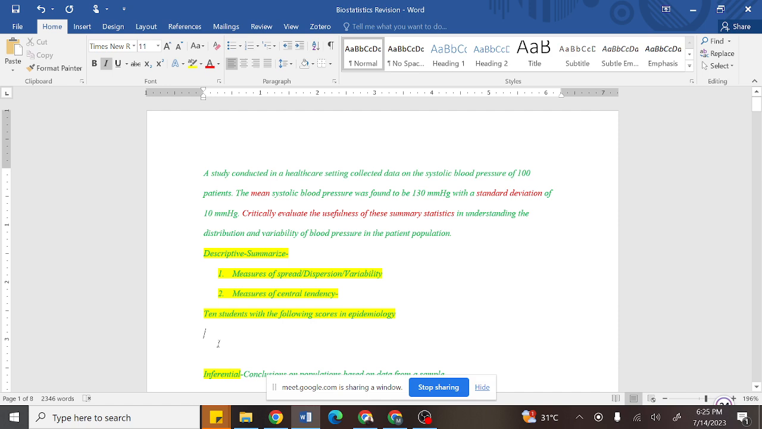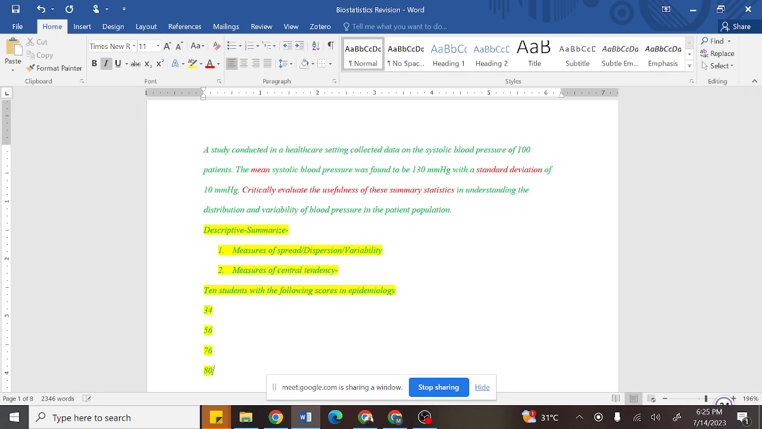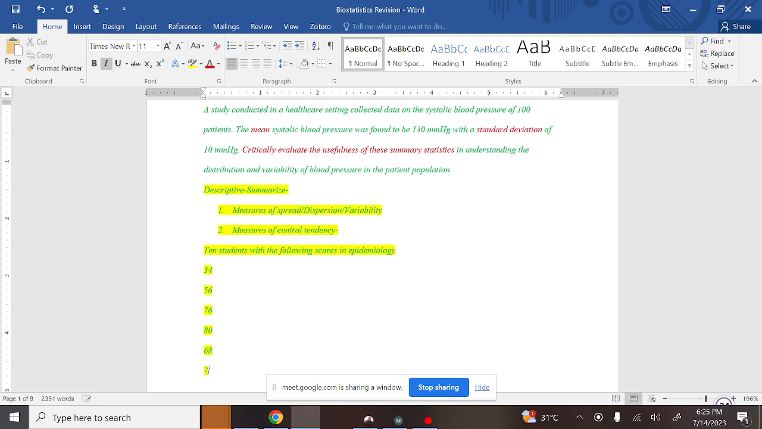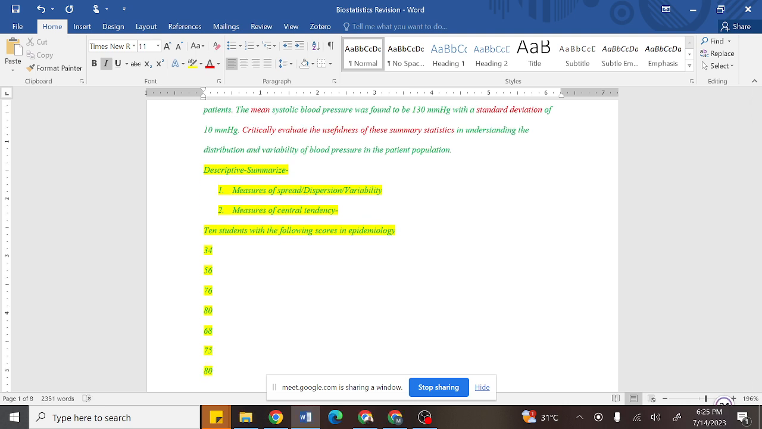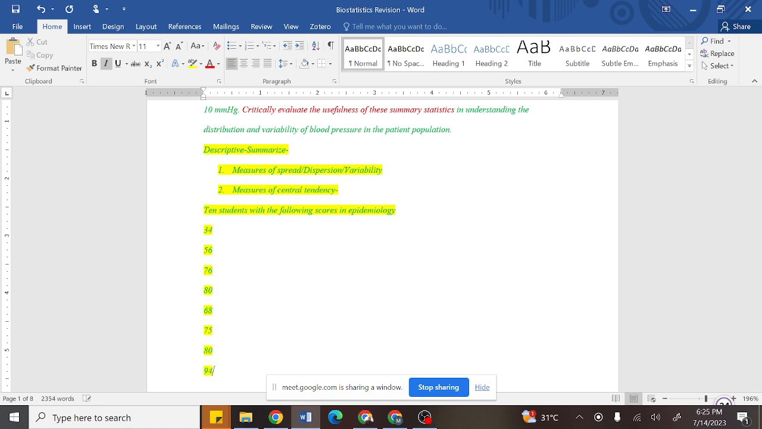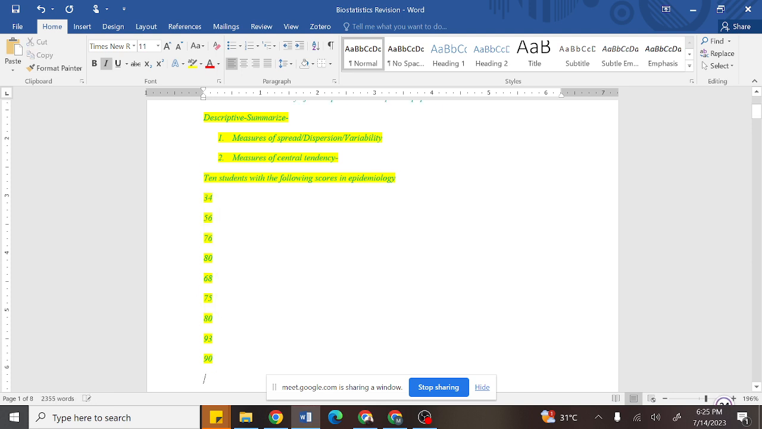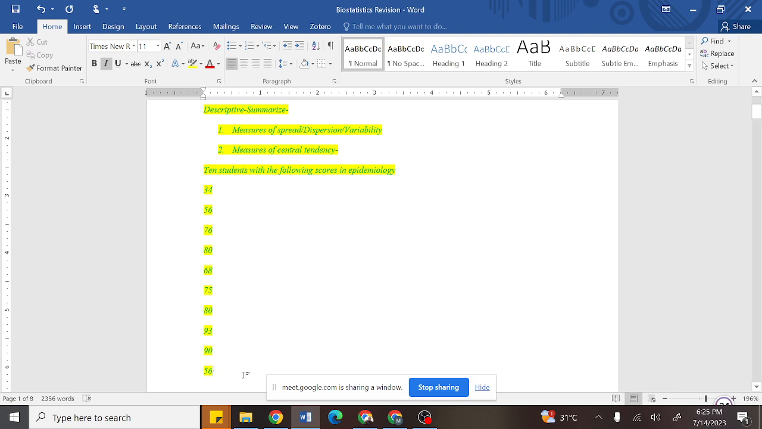So we have 10 students who got the following scores. One student got 34, another one got 56, another one got 76, another one got 80, another one got 69, another one got 75, another one got 80, another one got 92, and another one got 56. So you see those are 10 students with different scores in their exams of epidemiology.